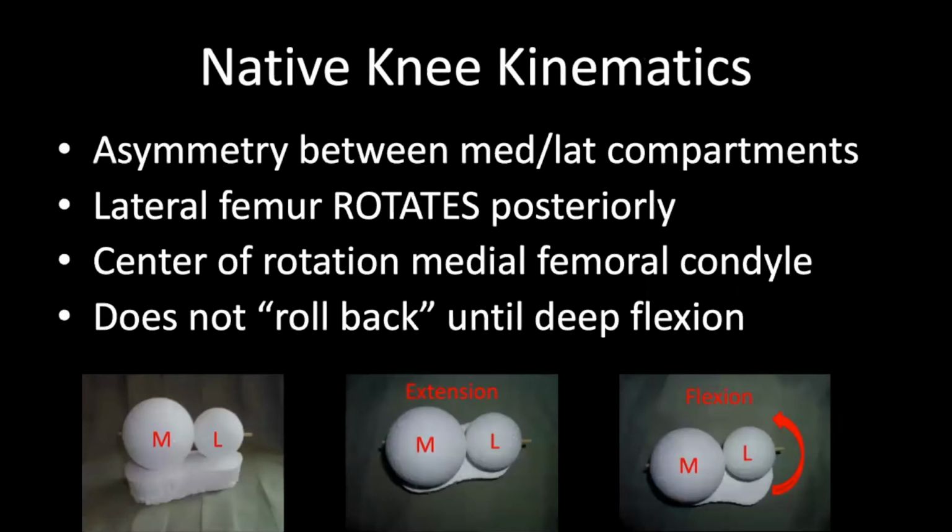Native knee kinematics are based on the fact that there is asymmetry between the medial and lateral compartments, and the lateral femur rotates posteriorly around a center of rotation point found within the medial femoral condyle, and the knee does not actually roll back until you get into deep flexion at 115 degrees and beyond. Leading up to this, through the major arc of motion, the knee actually rotates around this medial pivot point with the lateral compartment moving posteriorly.